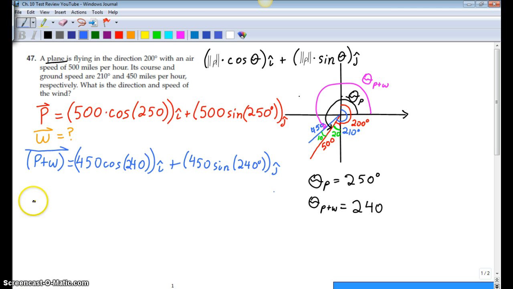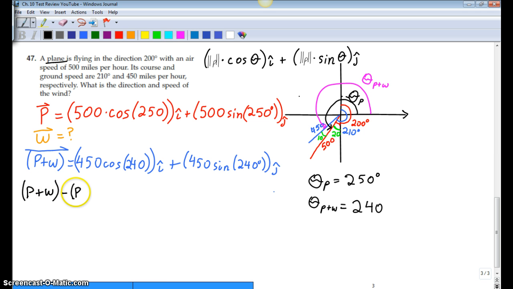So what do we know about W? Well, if we take the vector P plus W and we subtract P from it, we get our vector W. So that's what we have to do. We have to take the i component of P plus W minus the i component of P, and we'll get our resulting wind vector i component. Then we'll take our j component of P plus W minus the j component of just the P, and we get the j component of just the W.